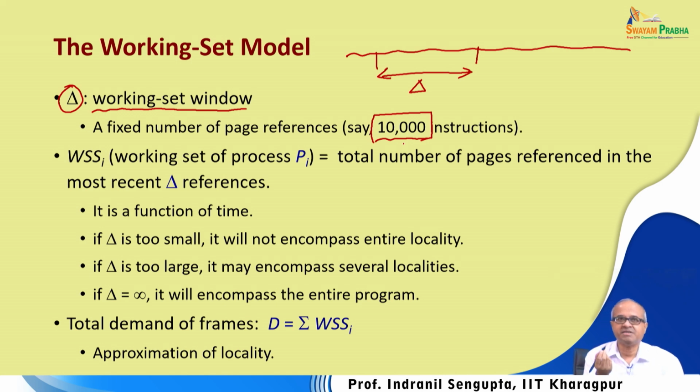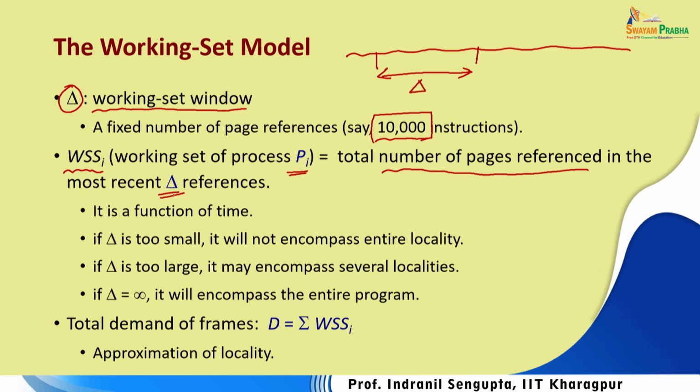Now, this working set window will vary from one process to another. If we denote it by WSS, WSS of process i is the working set of process Pi. As I said, we define it as the total number of pages referenced in the most recent delta references. Earlier we said delta is 10,000. When a program executes, it moves from one locality to another, so obviously WSS i is a function of time. Of course, the choice of delta is important.